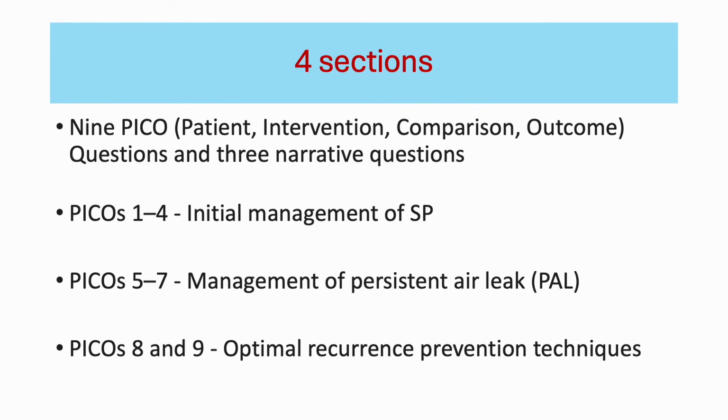So the guideline is divided into 4 sections. The 9 PICO questions are divided into the first 4 on the initial management of spontaneous pneumothorax, questions 5 to 7 on management of persistent air leak, and 8 and 9 on optimal recurrence prevention techniques. This basically follows the initial 2015 ERS Task Force statement on diagnosis and treatment of primary spontaneous pneumothorax. What they've done is add recent evidence on conservative care, needle aspiration, and ambulatory management, and form this new recommendation.